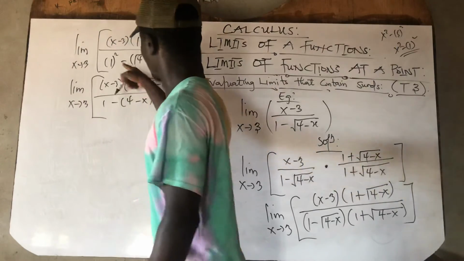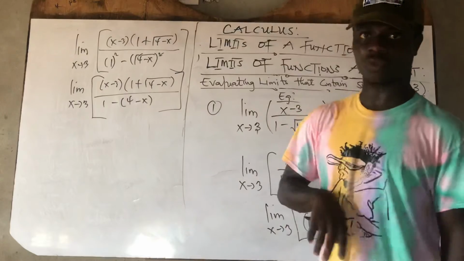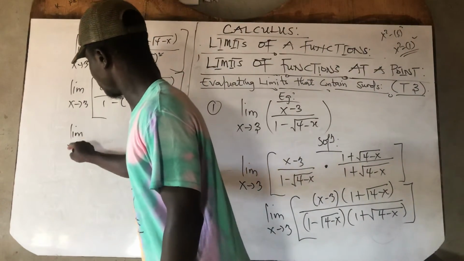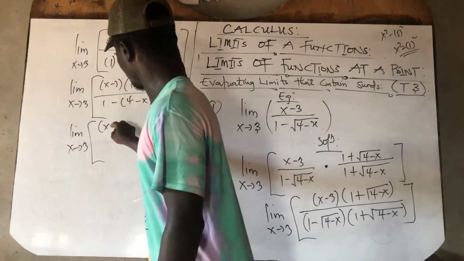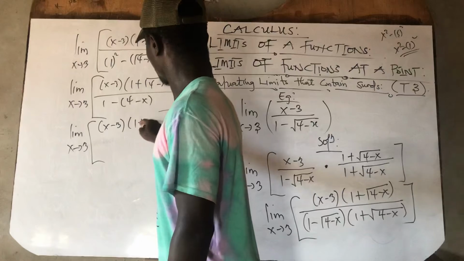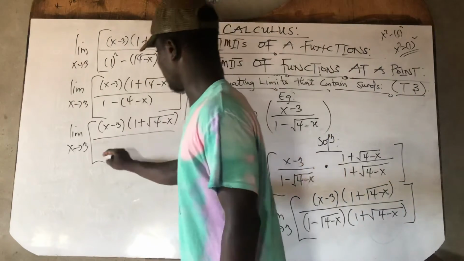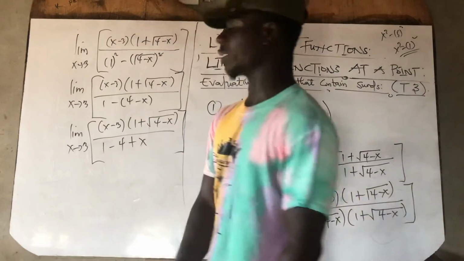You have to be careful with the negative here. It's affecting the elements inside the bracket, so you'll be very, very careful with that. So I have the limit as x approaches 3 of x minus 3, then I have 1 plus square root of 4 minus x all over 1 minus 4, then plus x as that.